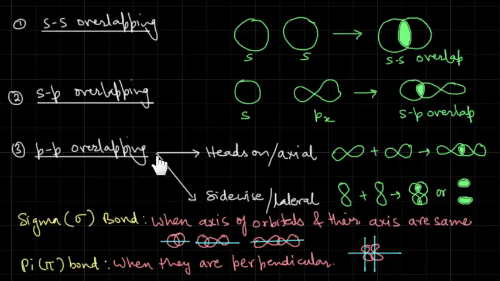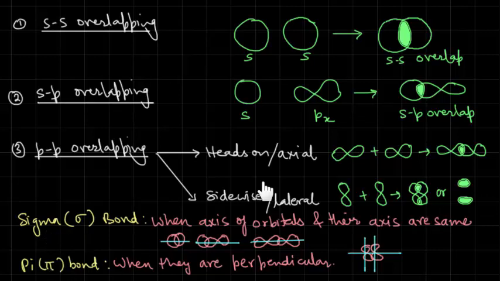p-p overlapping. It can be head-on or axial, or sideways or lateral. Axial is when the bond is formed along the axis. Sideways is when the p orbitals are perpendicular to the axis, so it will be formed like this. The electron density will be here and here of the combined orbital. We'll learn about this later in detail, but for now, you can just think that they overlap like this.